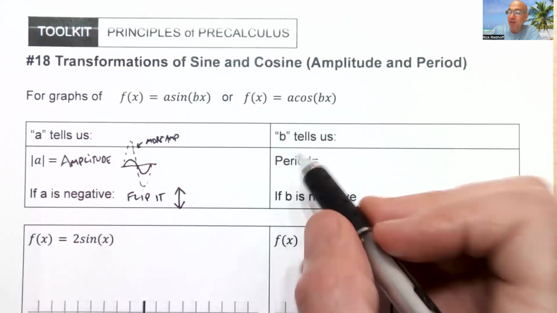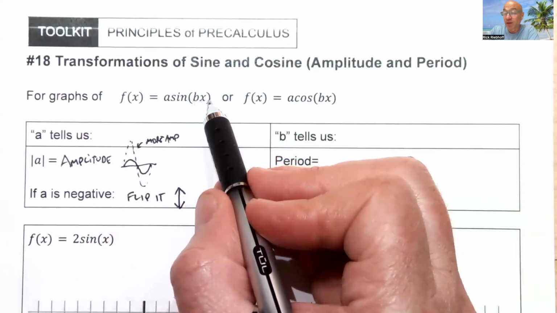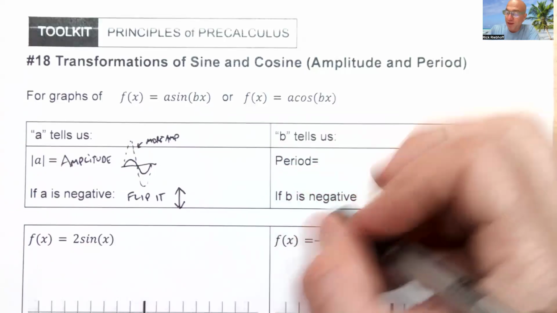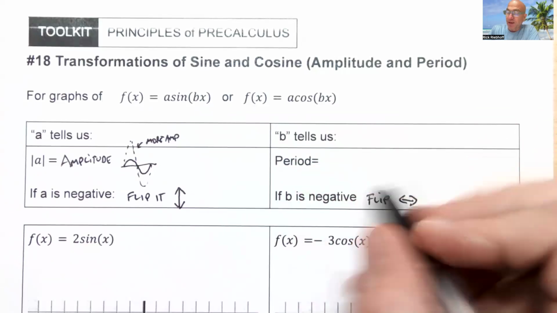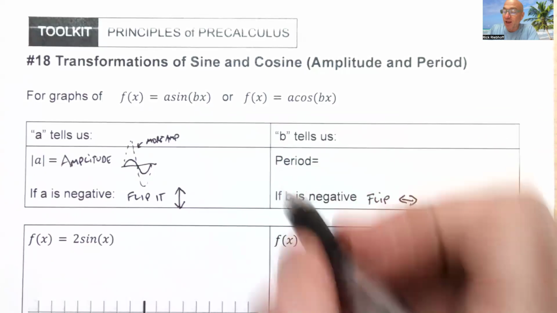All right. Take a wild guess what the multiplier next to the x would do. Okay. What is that going to do? Well, it's going to be in the x direction. It's either going to squish things or stretch things. If b is negative, guess what it's going to do? It's going to flip it side to side. B tells us how squishy it is. And in trigonometry, we call it a period.